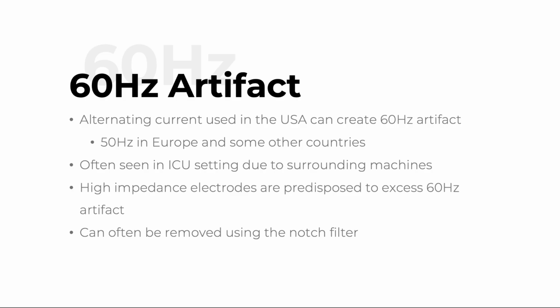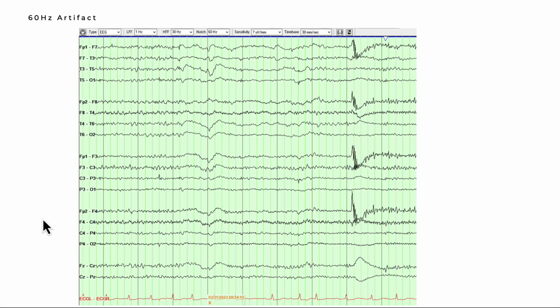60 hertz artifact. The alternating current we use in the U.S. creates 60 hertz artifact. This is often seen in the ICU due to surrounding machines, and you get a lot of 60 hertz artifact in a mechanical setting like an ICU, and it can be hard to filter it all out and know what's left, if it's artifact like beta or is it truly just this filtered. But you can often remove it with a notch filter. And so a notch filter, again, is this filter which removes that specific kind of frequency band.